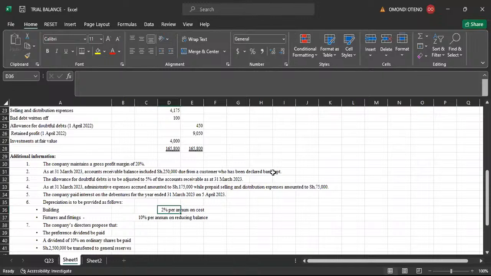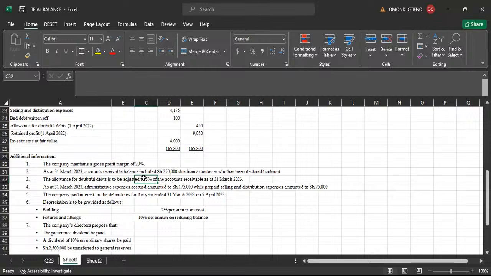The allowance for doubtful debts is to be adjusted to 5% of the accounts receivable as at 31st of March 2023. The accounts receivable value that we are going to subject to this 5% should be the net amount. So we first get our accounts receivable, we subtract the bad debts written off, this 250,000. The amount that is remaining is what we subject to 5%.